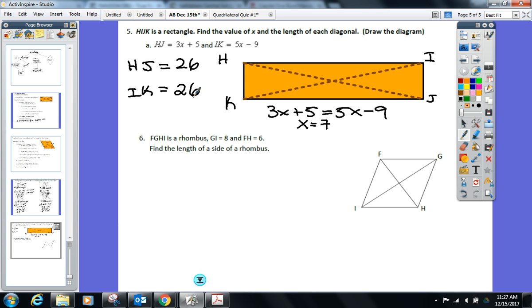All right, this one's going to be a little bit tougher. It's a rhombus. What's GI? They tell me it is 8. And what's FH that they tell me is 6? Okay, so they gave me the values of the diagonals. So go back if you need to. What's so special about the diagonals of a rhombus that may help me out here?